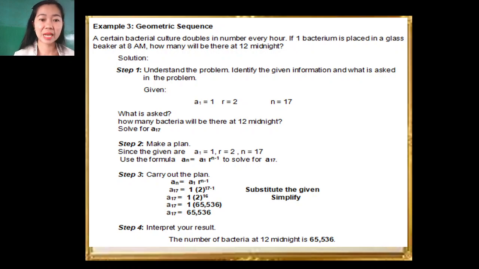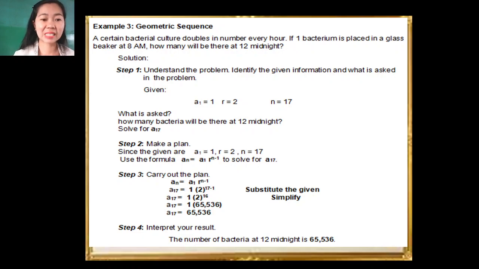Ang first term natin ay 1. So, ang first term natin ay ang number of bacteria at 8 a.m. So, that is 1. And since this is multiplied by 2, yung 1, 2, 4, 8, those are the number of bacteria. The common ratio is 2, multiplying by 2. And then there are 17 terms from 8 a.m. up to 12 midnight. That's why n is equal to 17.